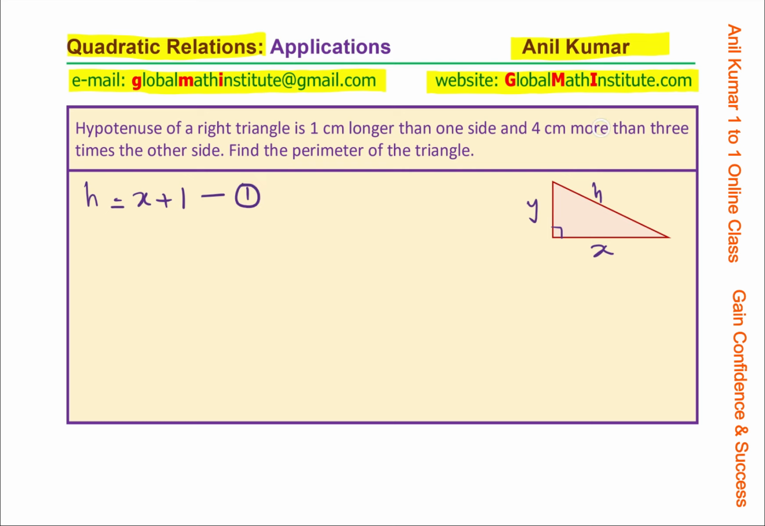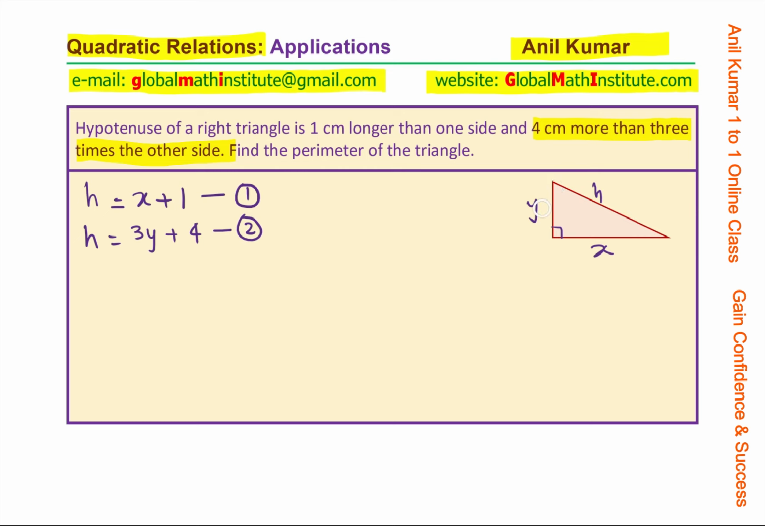And 4 centimeters more than 3 times the other. So read it carefully. It is 4 centimeters more than 3 times the other side. It means the other side is y. If I multiply by 3, even then it is 4 more. You get the idea. So we get the second equation for the hypotenuse as 4 more than 3 times y. So first you multiply and then you add, and you get your second equation. Do you see that?